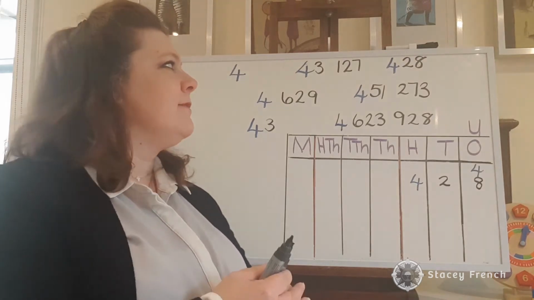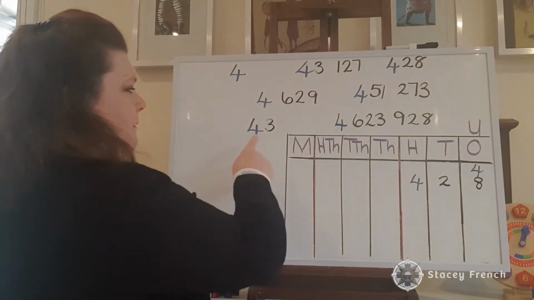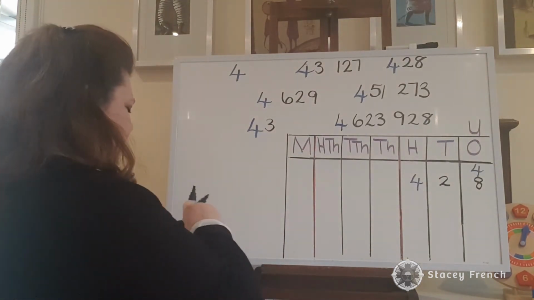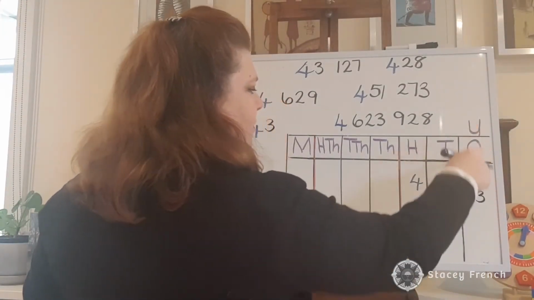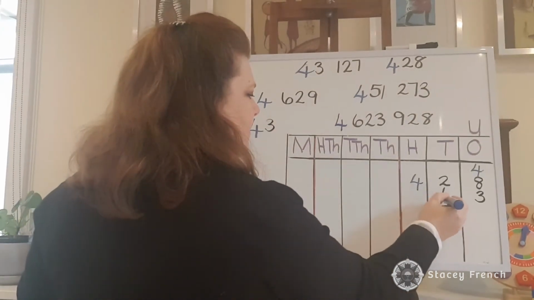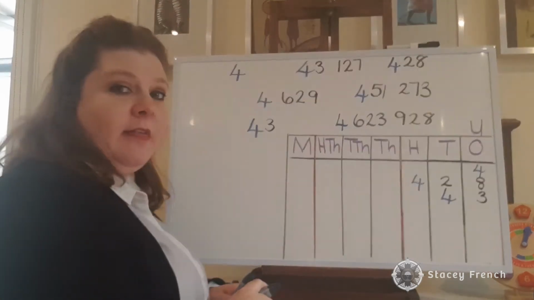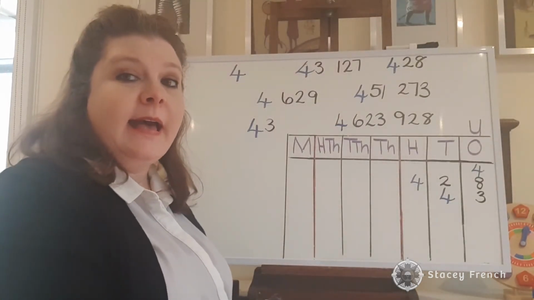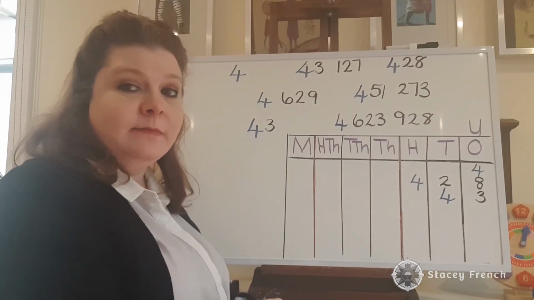So let's have a look at another number. Let's take the number 43. Pop down the 3 in the ones column and the 4 in the tens column. There the 4 has the value 40. 4 tens.